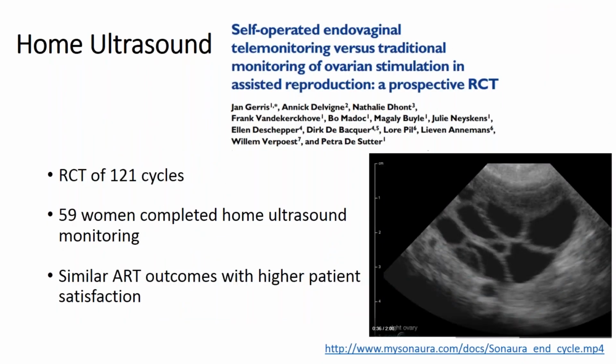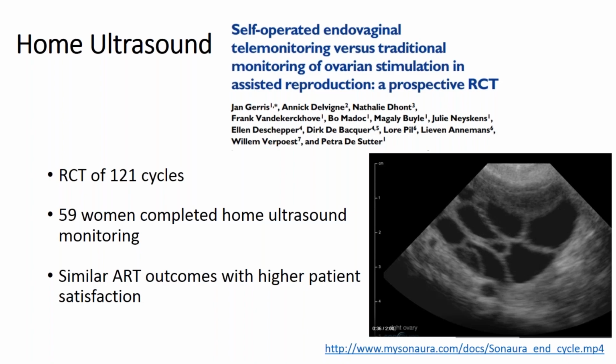Another interesting concept, which I haven't seen much use in practice, but I think it's something we should be thinking of, is home ultrasound monitoring. And there was a randomized trial published in Human Reproduction about 6 years ago that showed favorable outcomes. These women were trained in person, so that would have to be done potentially through telemedicine or perhaps one visit.